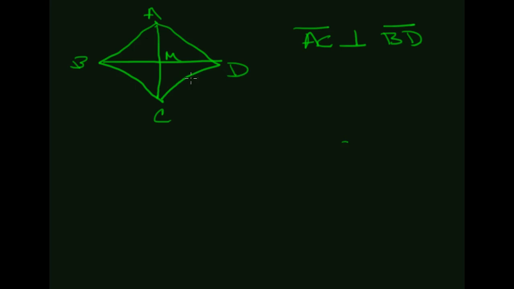We have this rhombus, and its diagonals are AC and BD. We know that all of these sides are congruent. So we know that AB has to be congruent to BC, and AD has to be congruent to CD. Okay. Now, points B and D lie on the perpendicular bisector of AC.